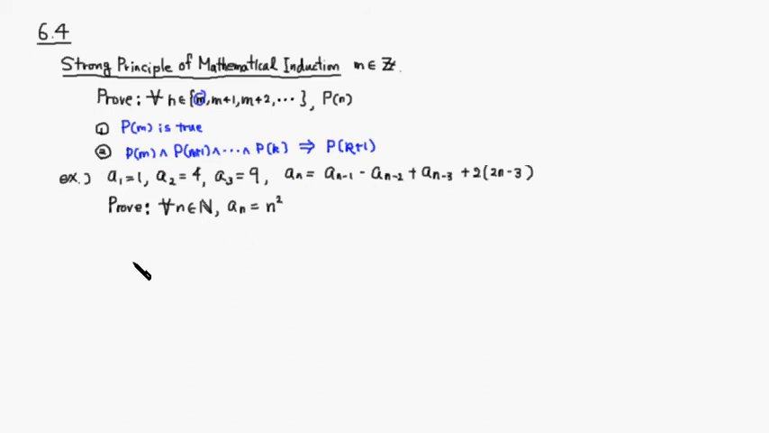All right, so let's look at this example. You have a sequence of numbers. a1 is 1, a2 is 4, a3 is 9. So we can guess that the formula will probably be a_n equals n squared. Then this sequence has this recursive definition. You can see that a_n is defined as a_(n-1) minus a_(n-2) plus a_(n-3) plus 2 times (2n minus 3). So let's prove this.